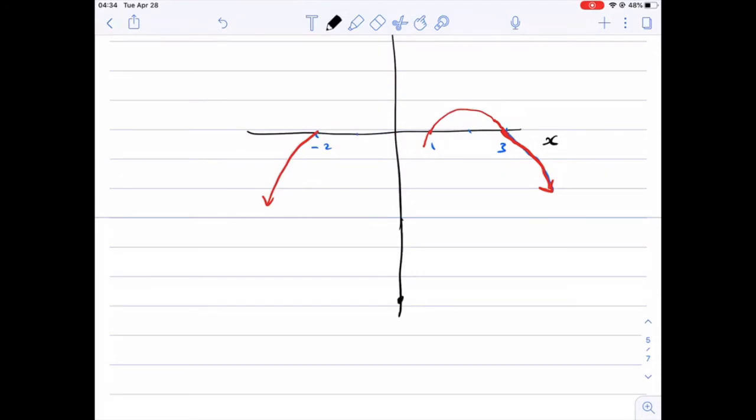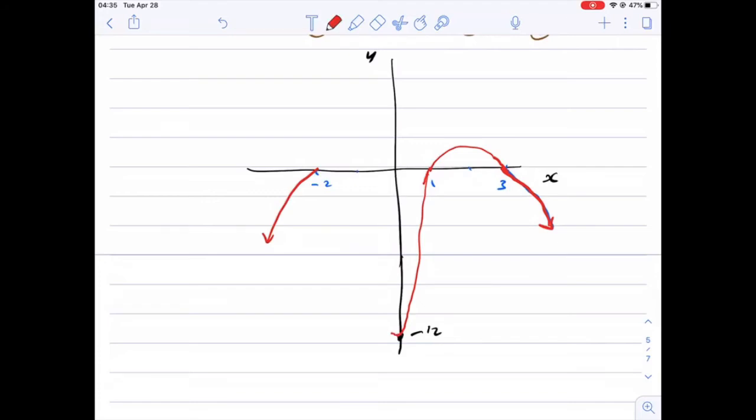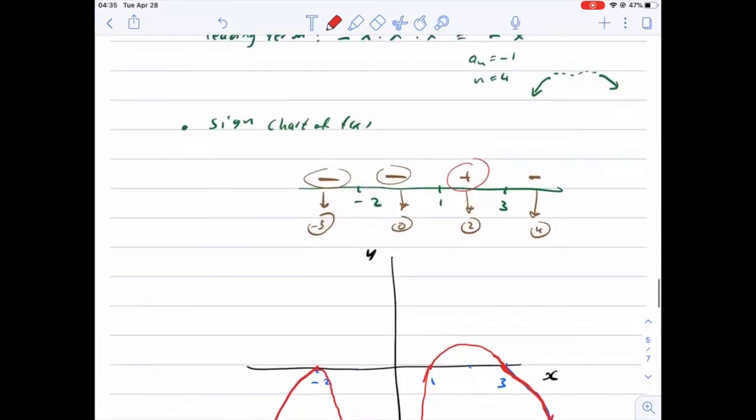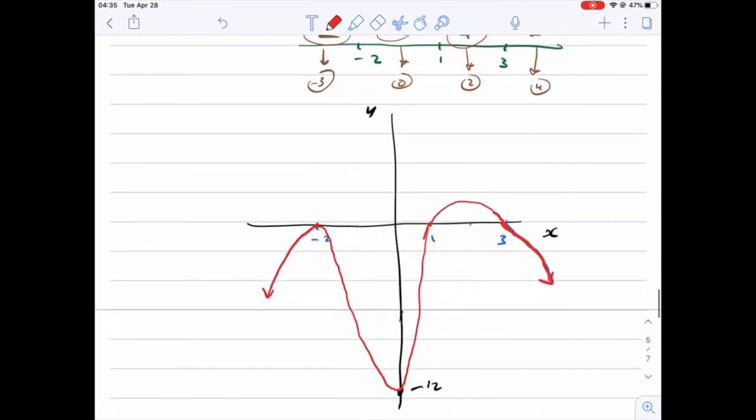So this is negative 12. The graph continues to negative 12. And then we go back to the other zero, negative 2. But we notice that negative 2 has multiplicity 2. That means the graph touches and rebounds at this point. So this is the graph of the function f of x.